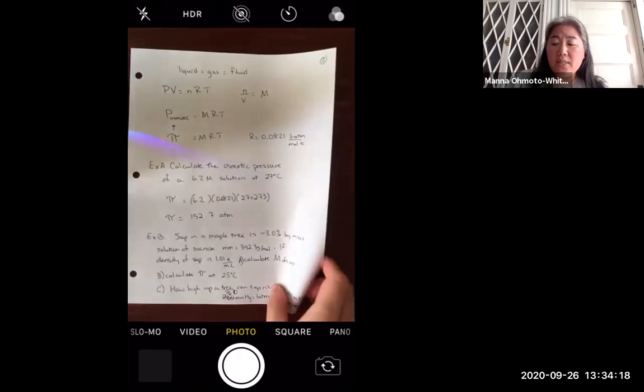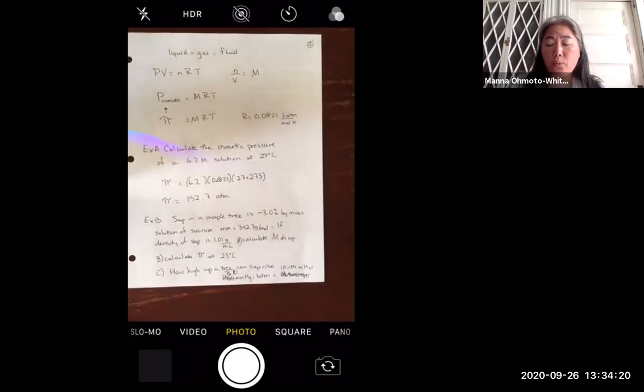My first example is to calculate the osmotic pressure of a 6.2 molar solution at 27 degrees Celsius. Just a reminder, anytime you use R, you have to use Kelvin. So I'm simply plugging into pi equals MRT: molarity, times my R value, times temperature converted to Kelvin, and I get 152.7 atmospheres.